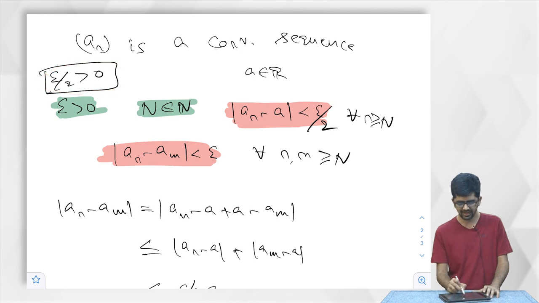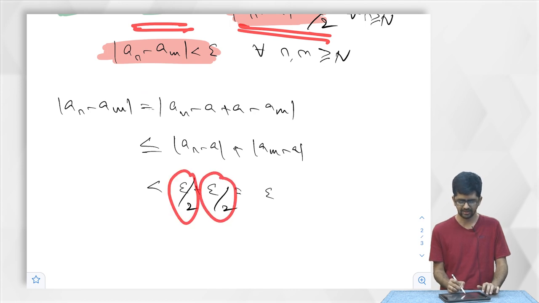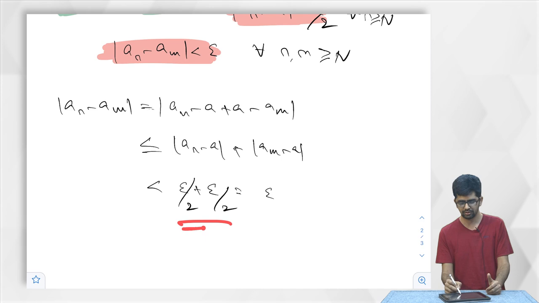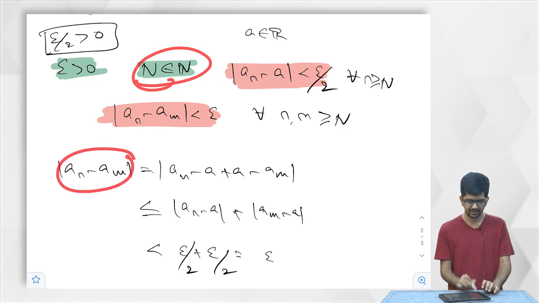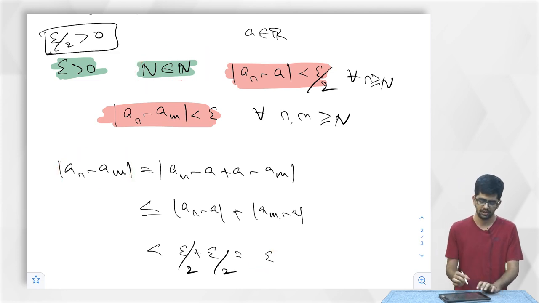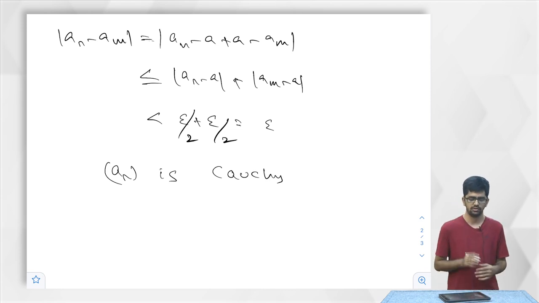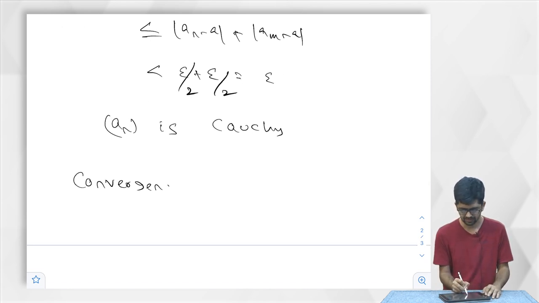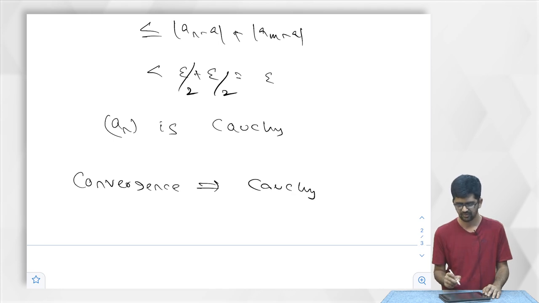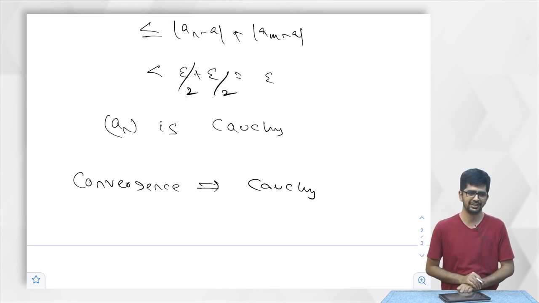Starting at this situation, we get some element n with this property. If this is the case, there will be a change here: previously it was epsilon, now it is epsilon by 2, and those two add up to epsilon. So, this says for this epsilon there exists n such that this difference is less than epsilon. This says a n is Cauchy. So, what does this say? Any convergent sequence should be a Cauchy sequence. Convergence implies Cauchy sequence. Now, this observation is actually forcing us to think more about the converse.